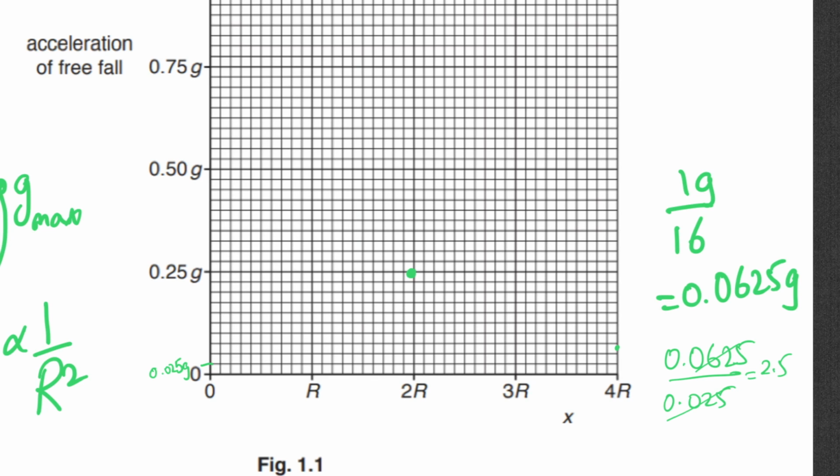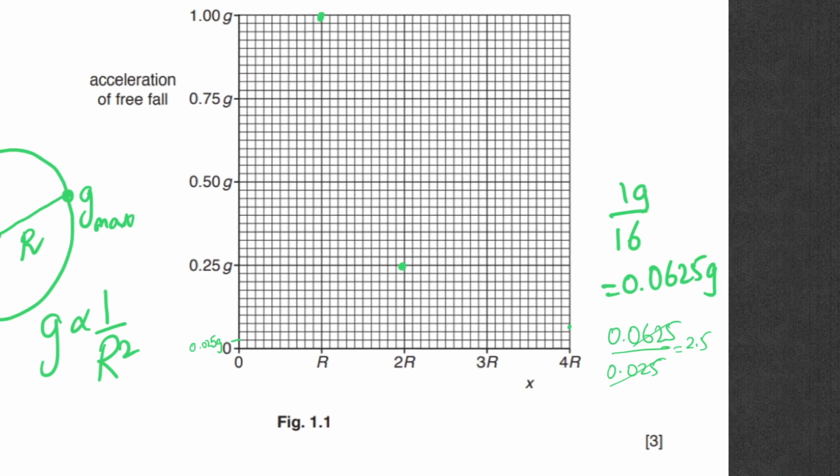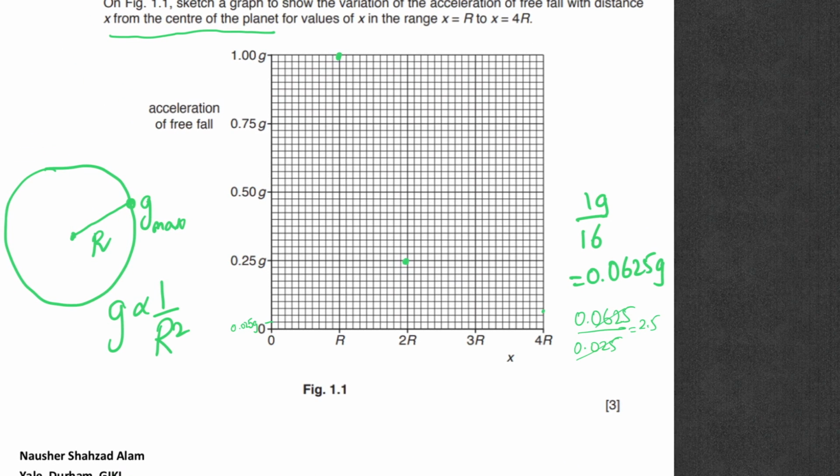And then what do we do? Let me zoom out so we can make the graph now. You've marked the 3 values. All you need to do now is join them with a smooth curve. Let me try, and here we go. So like this, and here we go. So that's the curve that you should get.